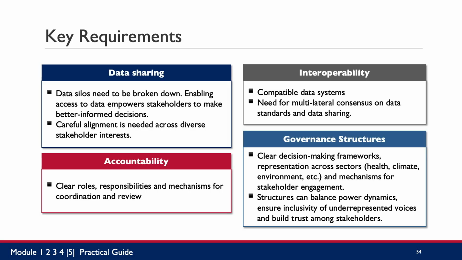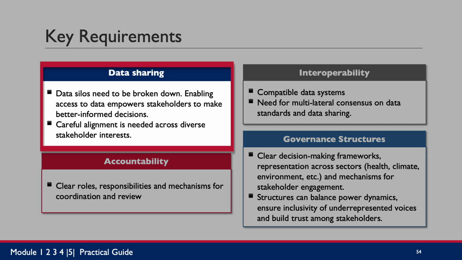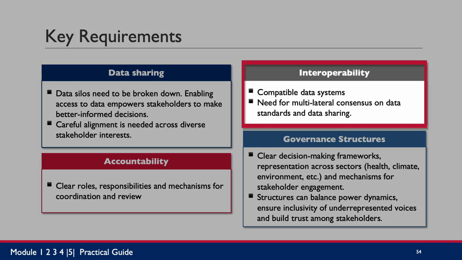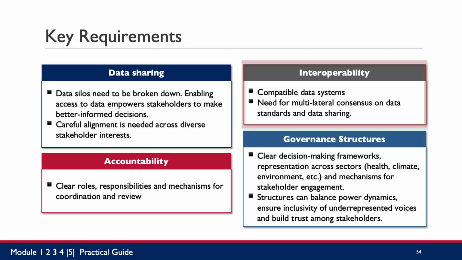For early practical guidance on integrating climate and health services, here are several crucial requirements. Data sharing. Breaking down silos and enabling open access to climate and health data is essential. This requires thoughtful collaboration across multiple stakeholders to align interests and ensure data is accessible to those who need it. Interoperability. Data systems must be able to talk to each other for meaningful integration. This calls for multilateral agreements on data standards, formats, and sharing protocols.